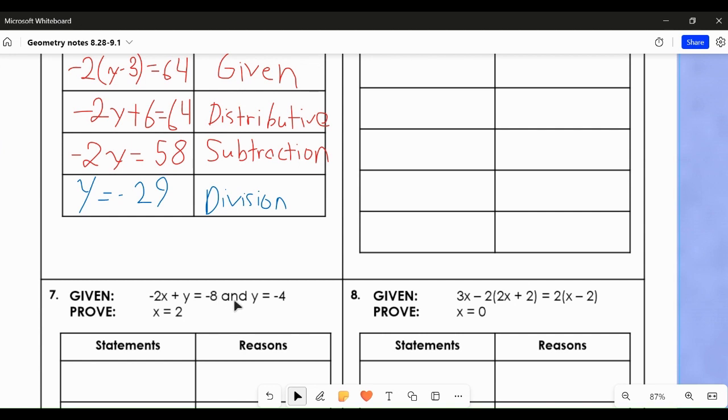7, you're given 2 things. You're given, what is it? -2x plus y equals -8, and that y equals -4. This one is a little trickier, but I do believe that you might be able to get it, okay?